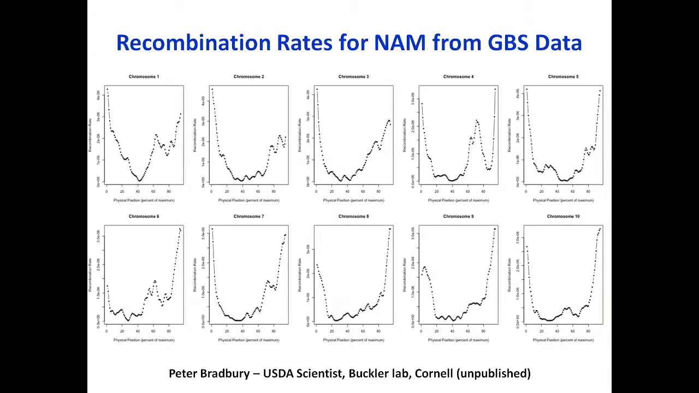And we're also using GBS to study recombination rates in the NAM population. This is a plot of recombination rates across all the NAM families for all 10 chromosomes in maize. Again, you see recombination is really low in the paracentromeric regions. Recombination is high in the telomere.